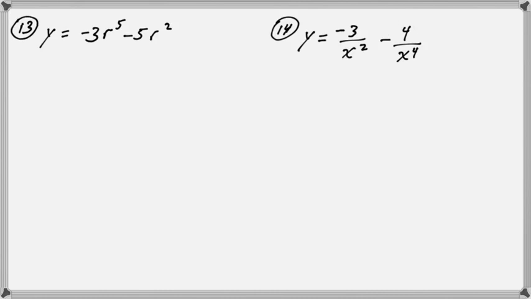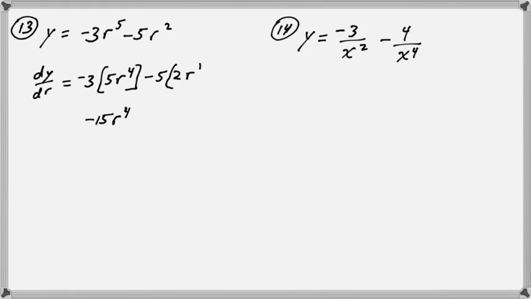On to 13. This time it's dy/dr because you're taking the derivative with respect to r. But you still do power times base to 1 less power. So I think that would be negative 15r to the 4th. Keep the negative 5 out, power times base to 1 less power. So I think that's minus 10r for this derivative.